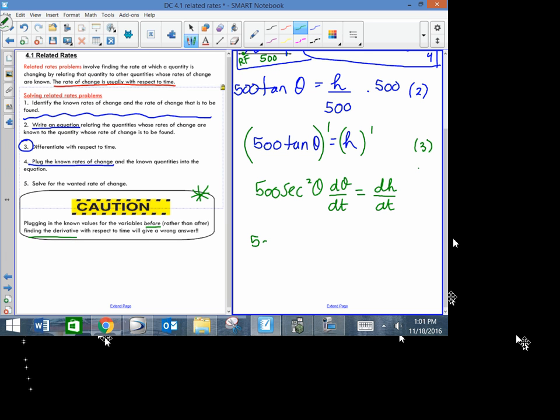So what do we know? Theta is pi over 4, so there it goes. Okay, and d theta dt is what we're looking for, right? Wait, yes, it's d theta dt. Forgive me.